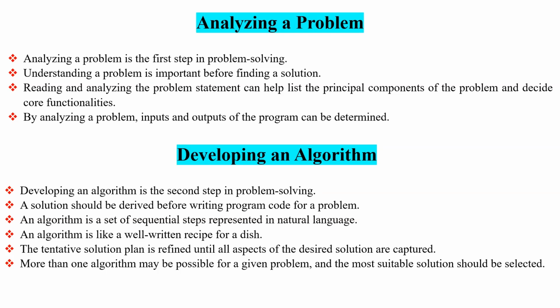The second step in problem solving is developing an algorithm. A solution should be derived before writing program code for a problem. An algorithm is a set of sequential steps represented in natural language. An algorithm is like a well-written recipe for a dish. The tentative solution plan is refined until we get the desired solution. More than one algorithm may be possible for a given problem, and the most suitable solution should be selected.